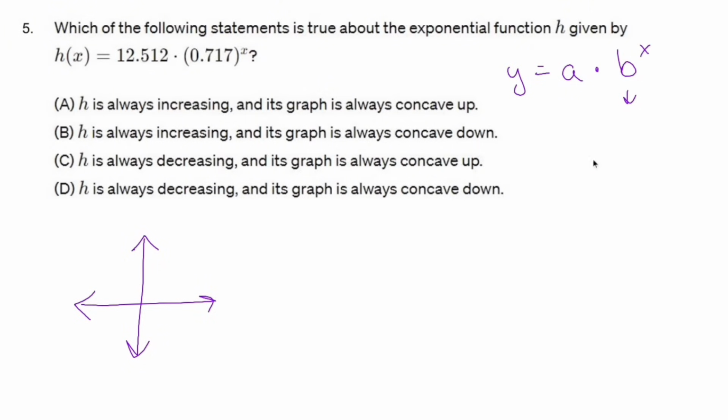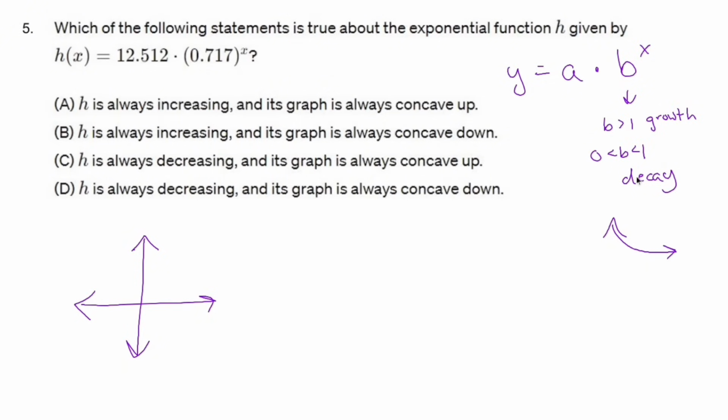Now, if b is greater than 1, you have exponential growth. And that's what we have. No, it's not what we have. We have a case where b is in between 0 and 1. That is a case of decay. Normal decay is graphed like this. Your numbers get smaller and then it levels out at the x-axis.